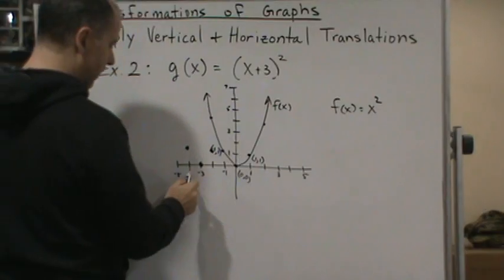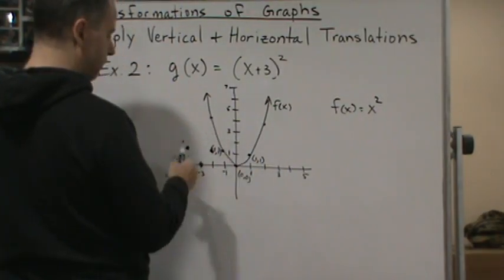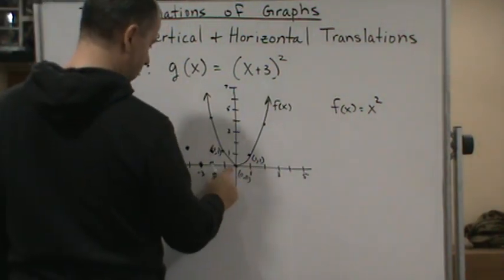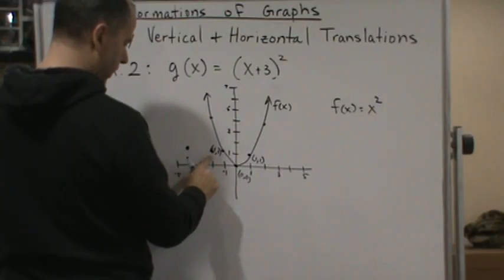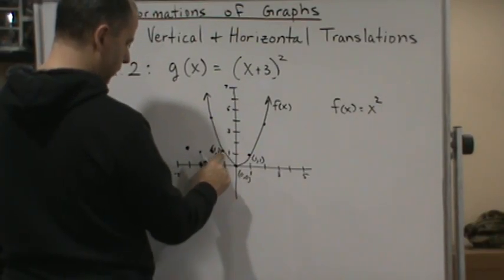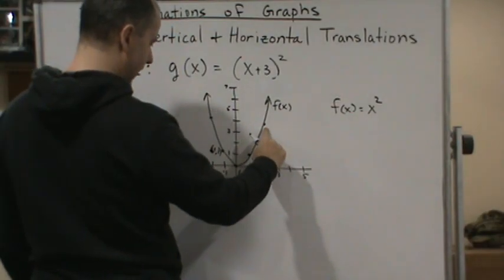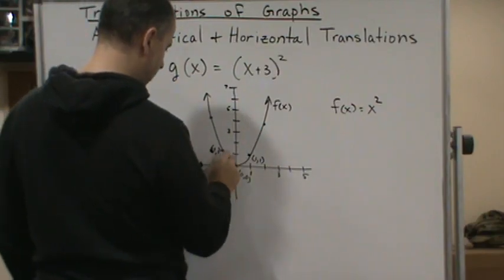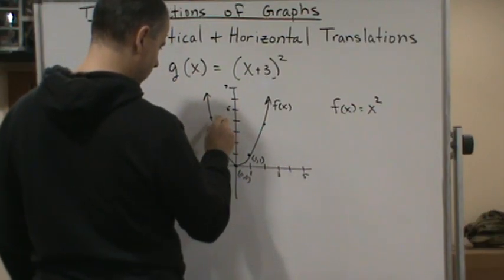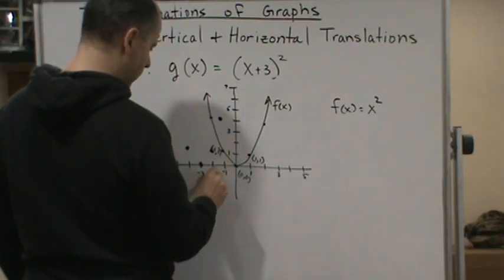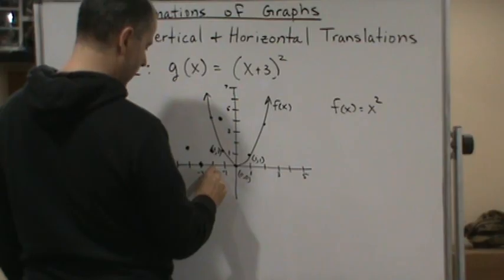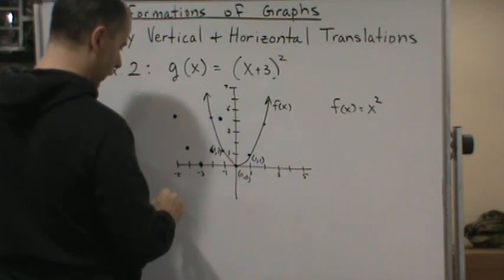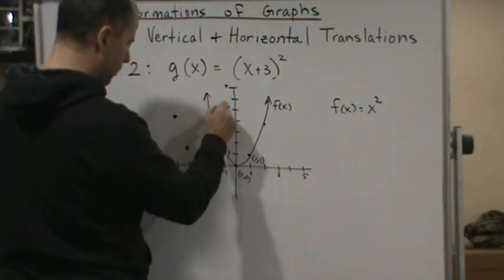And so you can see that what's happening is all of the points are being shifted to the left, not the right, to the left 3 units. So this point goes to here, this point moved to here, this point moved to here. This point at 2 is going to move to negative 1, so it goes to negative 1, 4. And this point here is going to go from negative 2 to negative 5, so it's going to go to negative 5, 4.